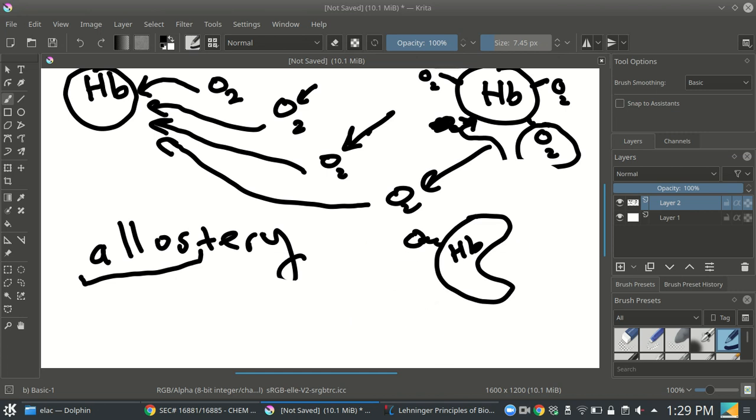What's another allostery? Suppose you change the pH. If you change the pH out here, the pH has nothing to do with who the ligand is. H plus is not the ligand. O2 is the ligand.